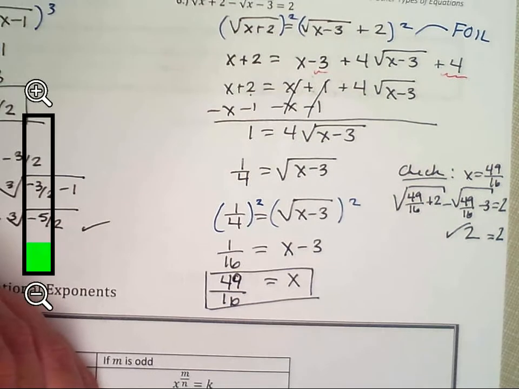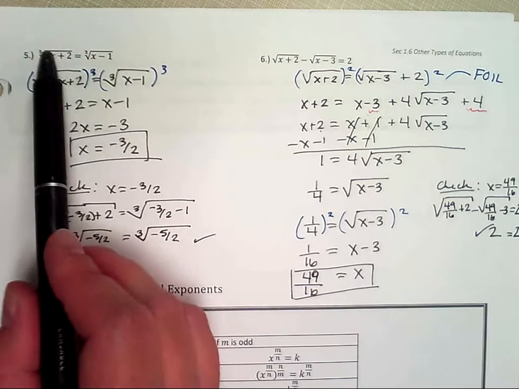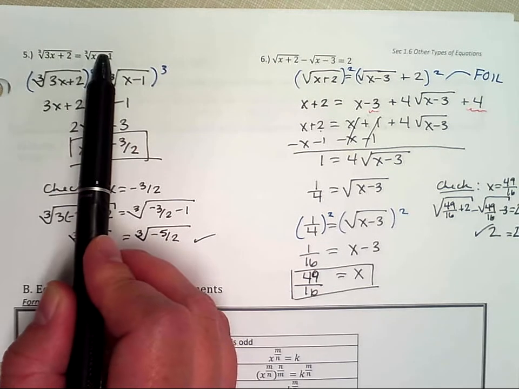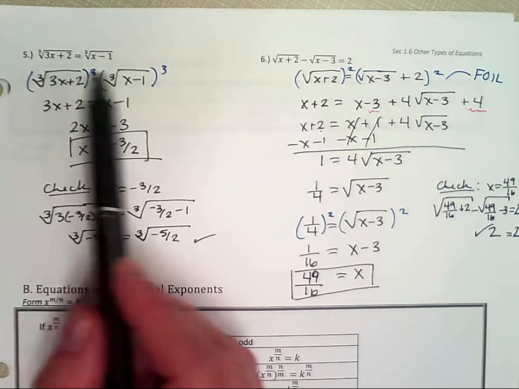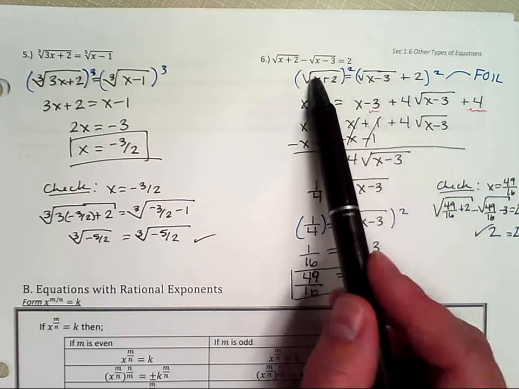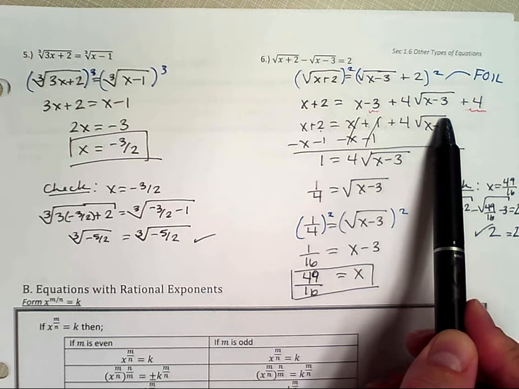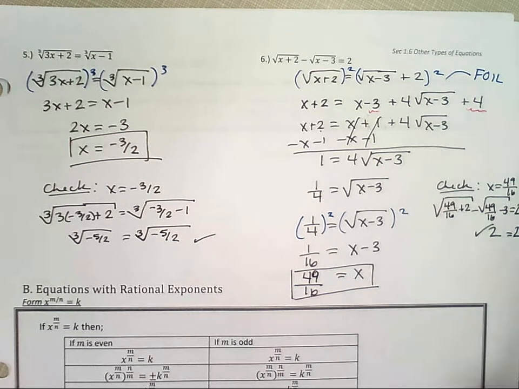This problem, we also had 2 radicals. Number 5, we had 2 radicals. But because I had just the radicals on both sides, I didn't need to do it twice. Once I cubed it, it canceled out the radicals, and I was fine. Here, once I squared it, I didn't cancel out the radicals, so I need to do it again. Okay?